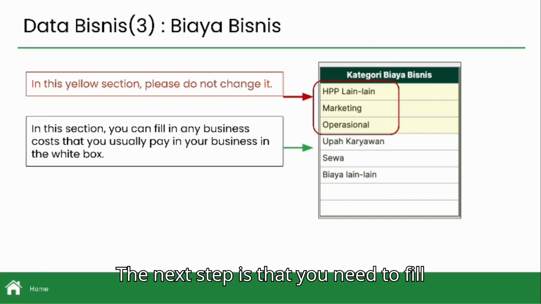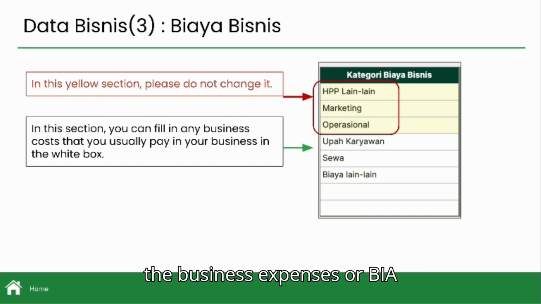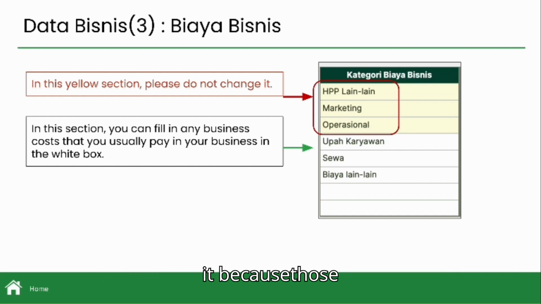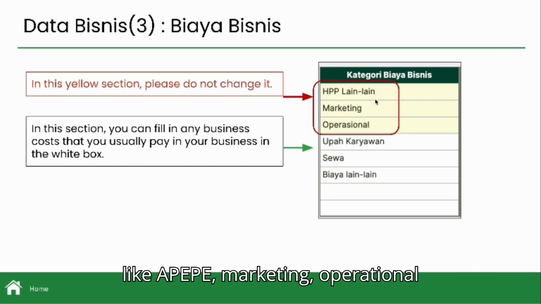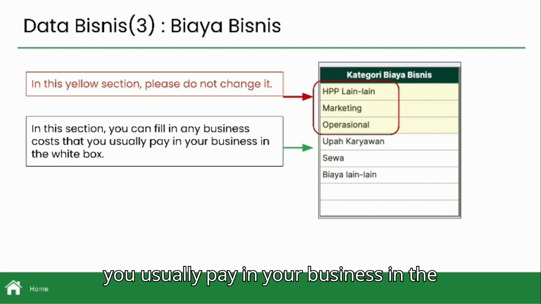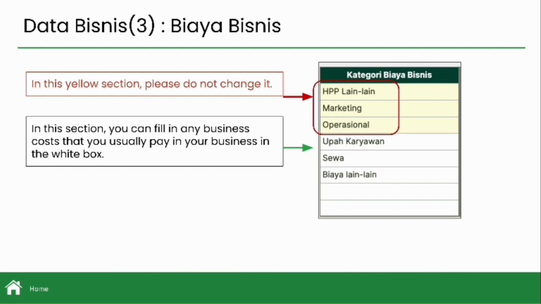The next step is that you need to fill in the business expenses or biaya bisnis. In this yellow section, please do not change it, because those three expenses like HPP, marketing, and operational are expenses that usually appear in every business. So in this section, you can fill in any business cost that you usually pay in your business in the white box, like wages for the employees, and then the rent, and then other costs.